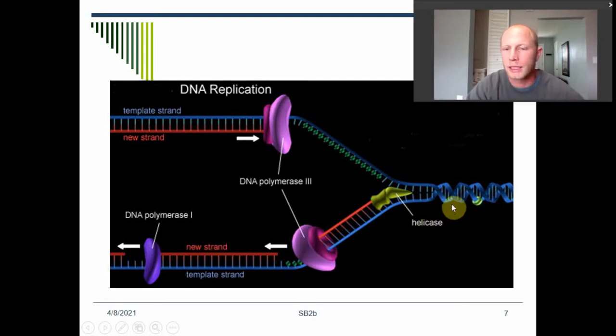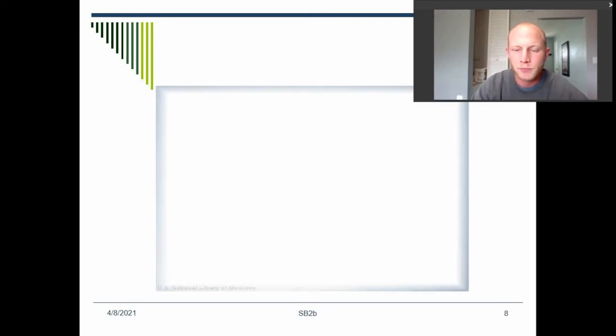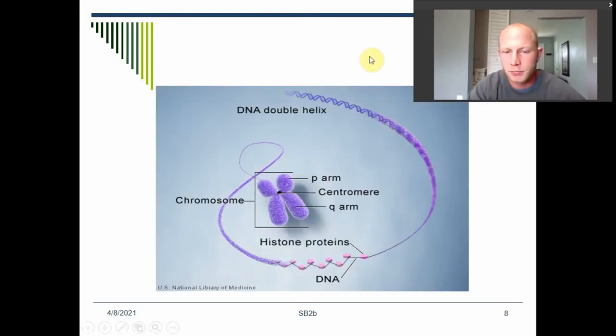So what I'm trying to say here is both strands are not being thrown away and then a new double-stranded DNA molecule is being created. No. The original DNA strand is being split into two, and then a new half is being built onto each of those originals. All right, so we've seen this picture a million times.